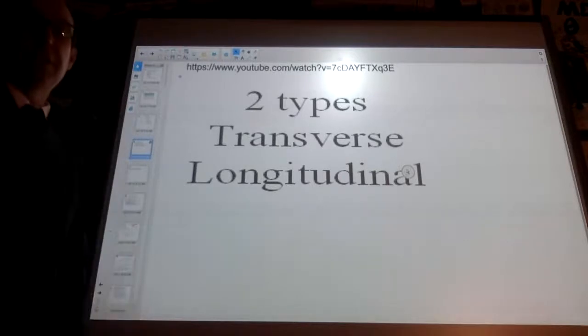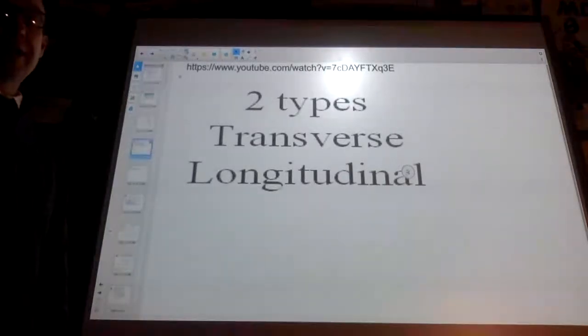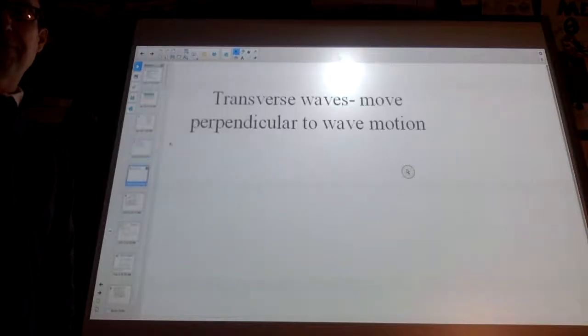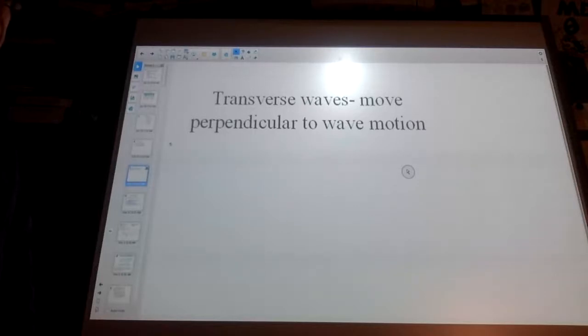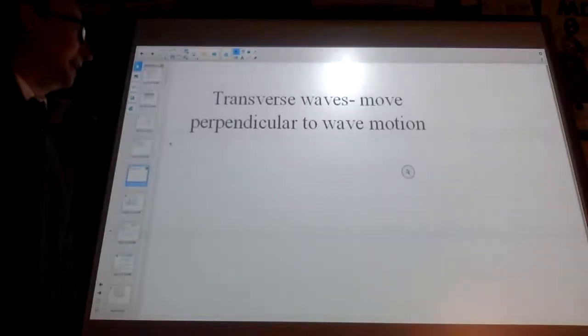There are two different types of these waves: transverse and longitudinal. These will be different in how they travel and the disturbance that creates them. Transverse waves, like the rope that I showed you, have a disturbance that is perpendicular to the motion. So we have a disturbance up and down, and our motion is to the side.